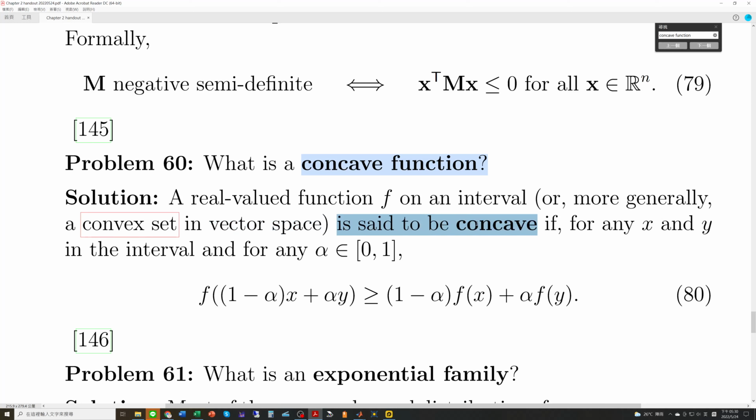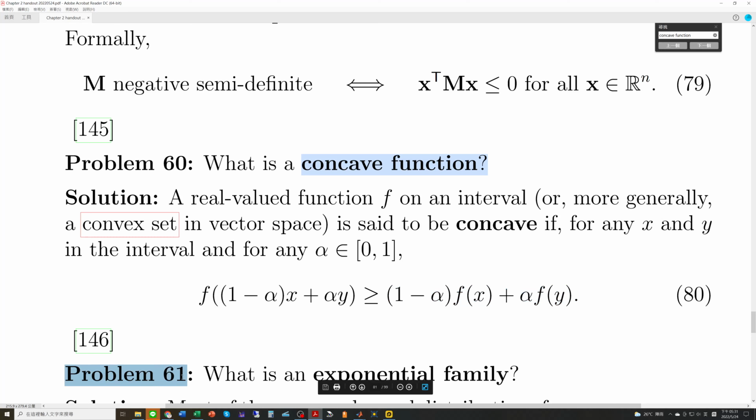A function is said to be concave if for any x and y in the interval and for any alpha in the closed interval 0 to 1, f of (1 minus alpha) times x plus alpha times y is greater than or equal to (1 minus alpha) times f of x plus alpha times f of y. This is the concave function.